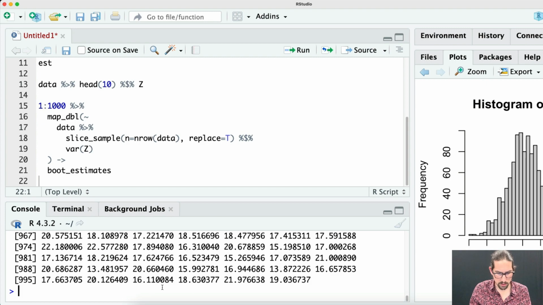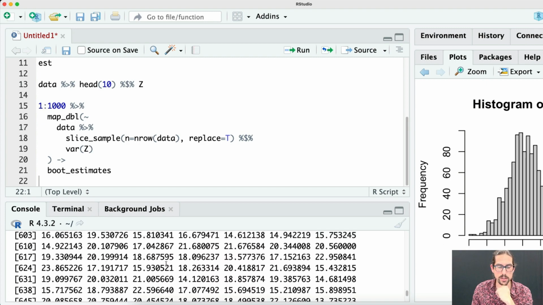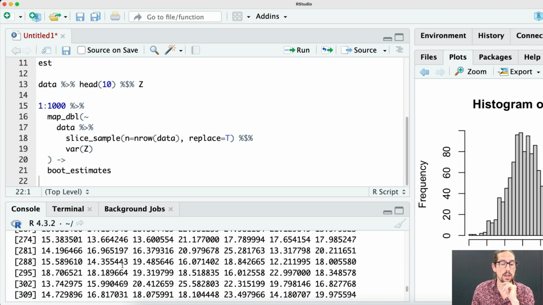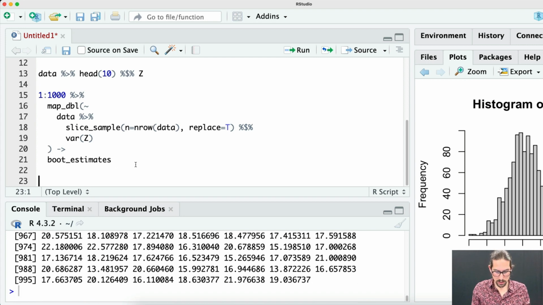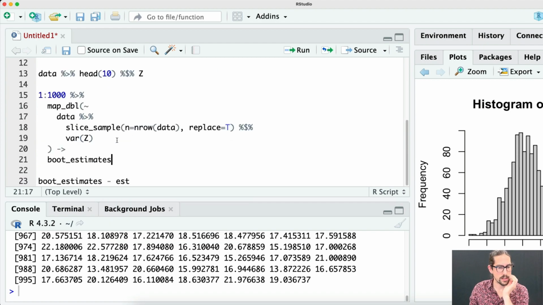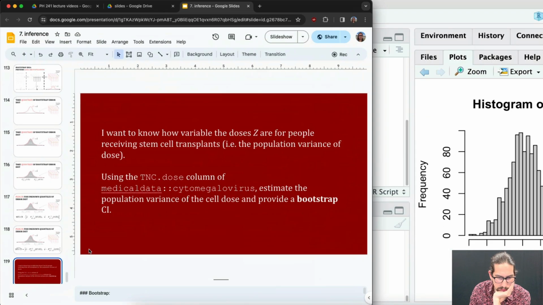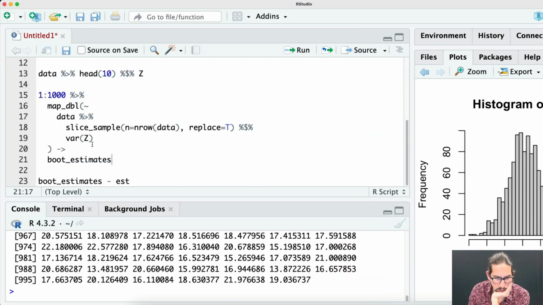Okay, so yeah, that's what I wanted. So this is my different estimates of the variance across the different bootstrap samples. And now to get the sampling distribution of the errors, I need to take that minus the estimate, right? Because it's relative to the value in the true data set. Is it that minus that? It's the bootstrap minus the estimate, yeah, okay.